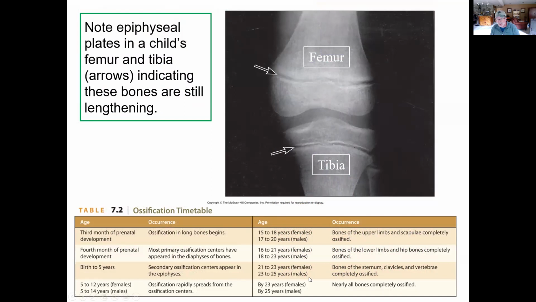So by the time you're 23, if you're a woman, or 25 if you're a guy, at that point you're done growing. All the bones have been fully ossified. Now you might note that in females, it occurs a few years earlier than in guys. And that's because of the effect of estrogen that we'll talk a little bit more about coming up in another module.